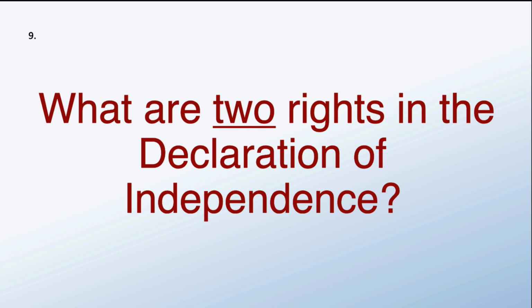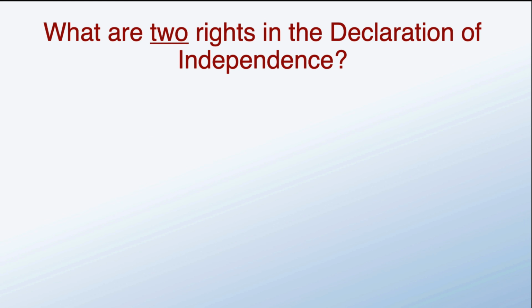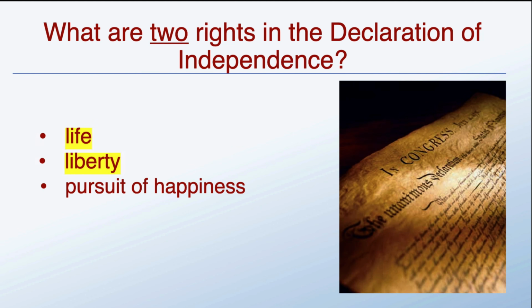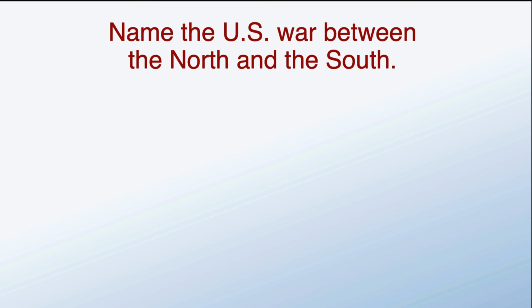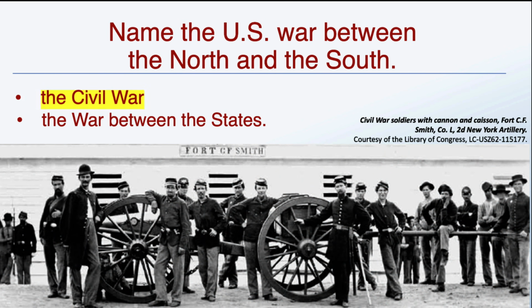What are two rights in the Declaration of Independence? Two rights in the Declaration of Independence are life and liberty. Name the U.S. war between the North and the South. The Civil War.